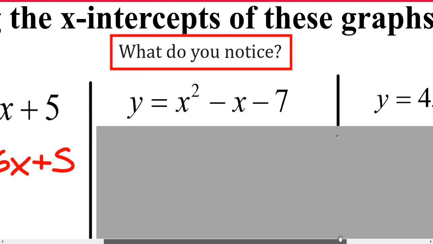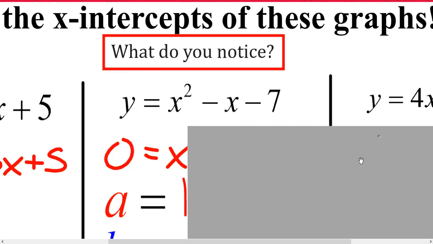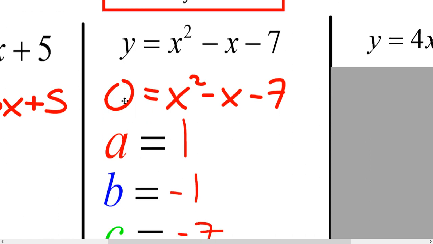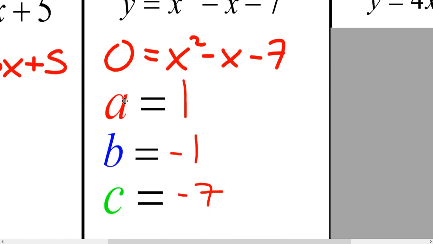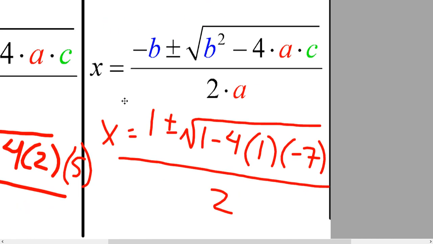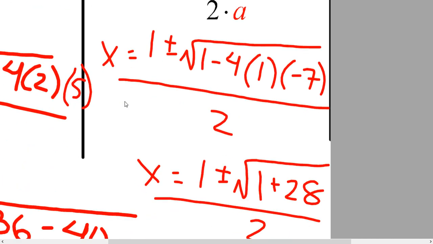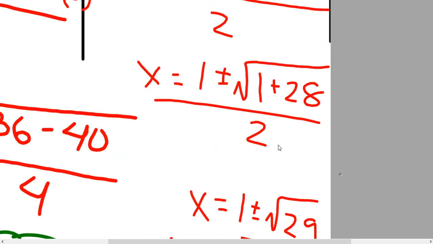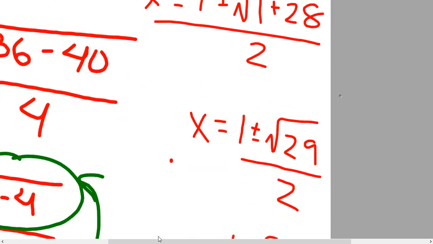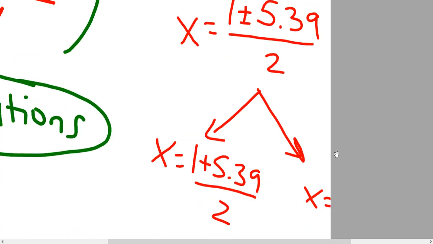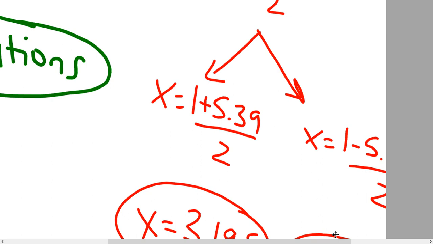The second one looks like this. Again, if I want to find the x-intercepts, I set y equal to 0, and I'm going to use the quadratic formula to solve. A is 1, B is negative 1, C is negative 7. I drop it into the quadratic formula, and then I just go simplifying. Underneath the square root, I'm going to end up getting 1 plus 28. That's 29, and I can take the square root of 29. It's going to be a decimal, so I'll be able to do plus or minus, and because I can do plus or minus, I'm going to get 2 solutions.